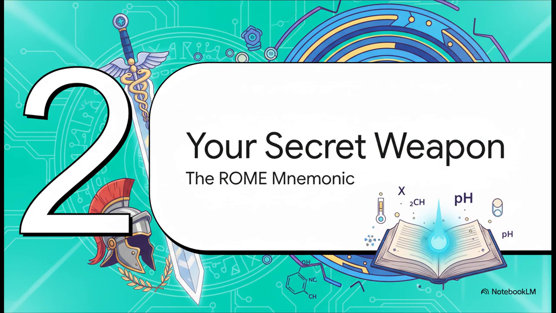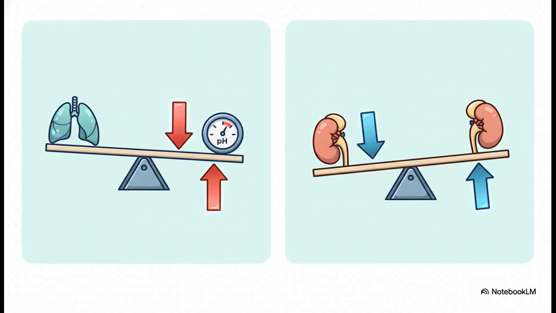Now for the fun part. I'm about to give you the ultimate cheat code. This one little trick is going to solve half of every ABG question you will ever face on the NCLEX. Let's talk about Rome. It's so simple, it's brilliant. R-O-M-E, respiratory opposite, metabolic equal.